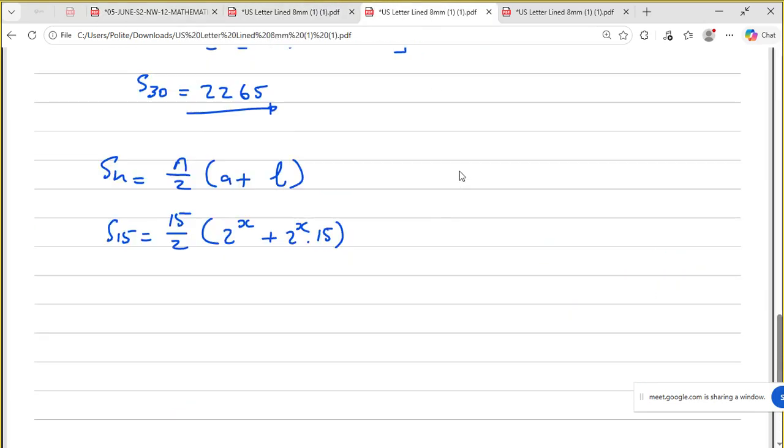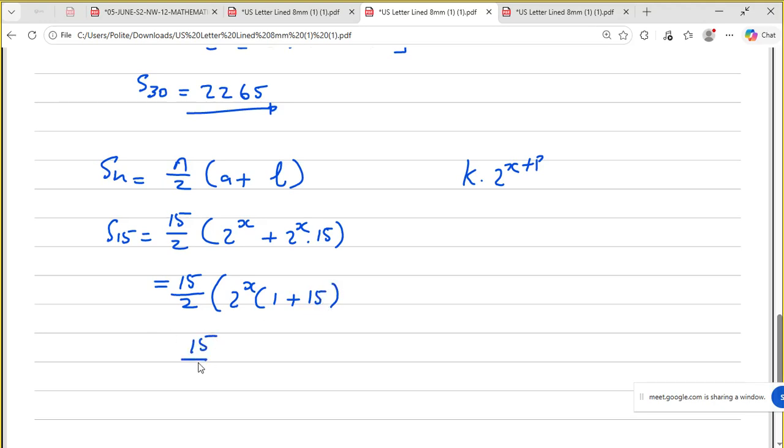When we solve this, we need to put it in the form of k times 2 to the x plus p. Let's try and solve this thing. So now, let's work this thing out. I still have 15 over 2. And then this side, I'm going to take 2 to the x out as a common factor. I'm left with 1 plus 15.